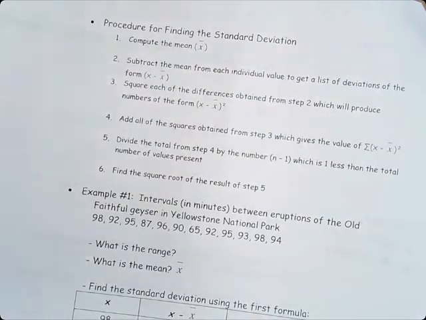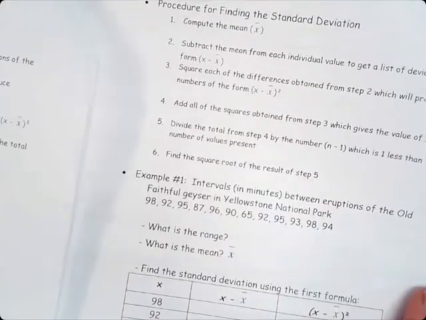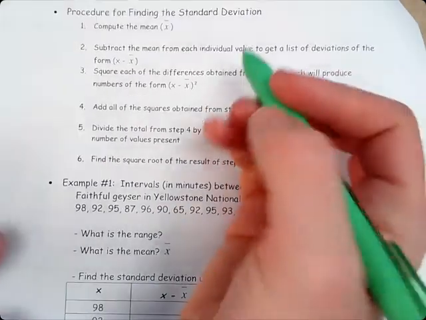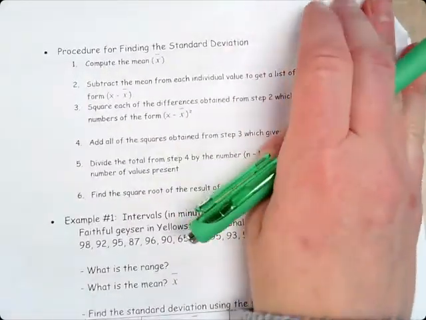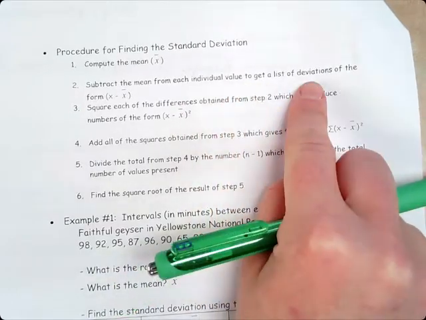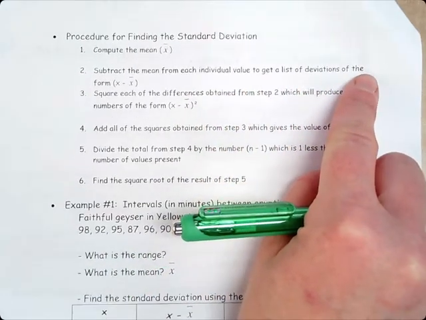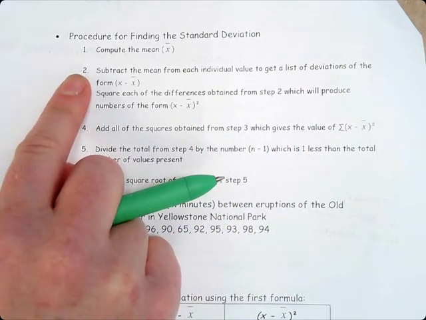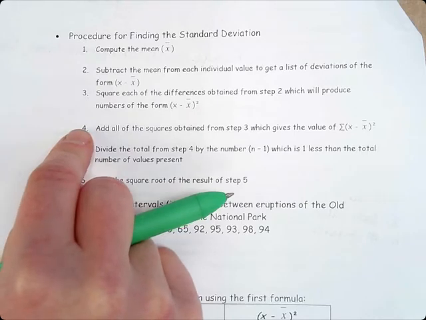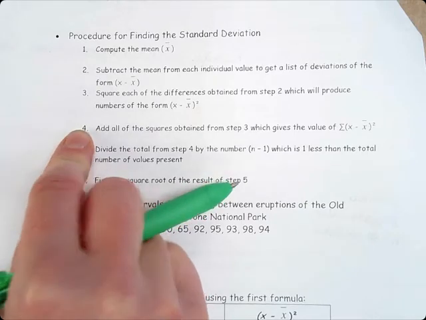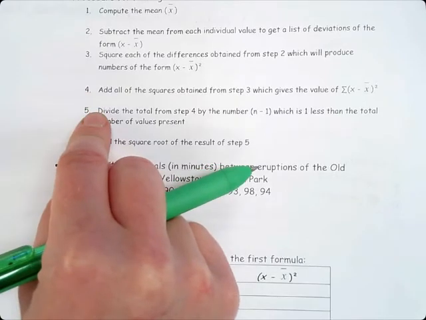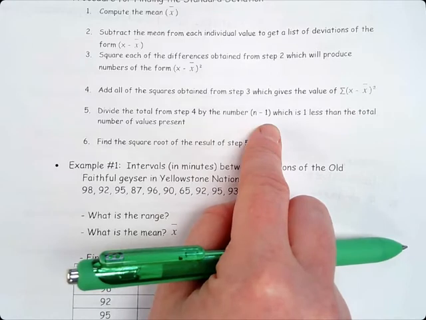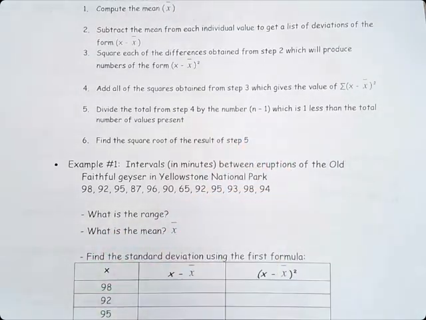So, procedure for finding the standard deviation. Step one will be find the mean. Step two, you are going to subtract the mean from each individual data value to get a list of deviations. And then square what you found from step two. Add all your squares together because that would be the sum. Do the summation. And divide the total from the previous step by n minus one, which is one less than the total of data values present.